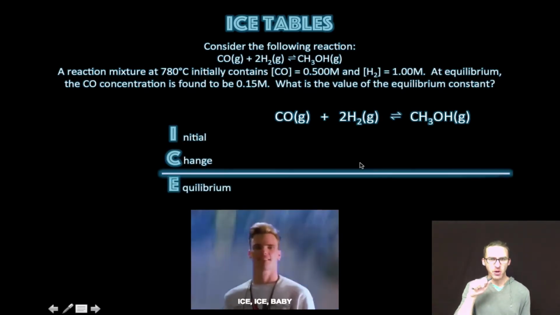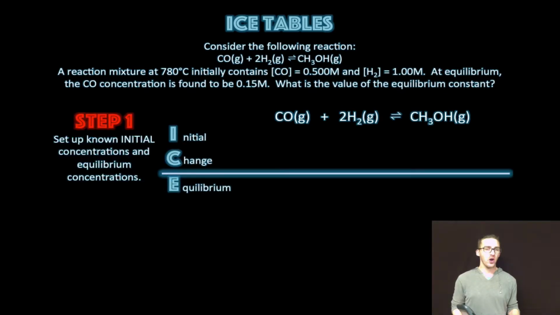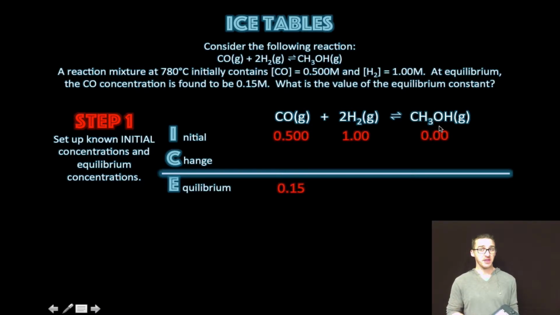Ice tables. Step 1. Set up known initial concentrations and equilibrium concentrations. We're told the initial concentrations of carbon monoxide and hydrogen, and we can assume that, because those are the only concentrations we are given, that the concentration of the other species, in this case the methanol, is 0. And we're told the equilibrium concentration of CO is 0.15. So important to note that we've had a decrease from our initial to equilibrium concentration for our carbon monoxide, which indicates the reaction is shifting to the right to establish equilibrium.